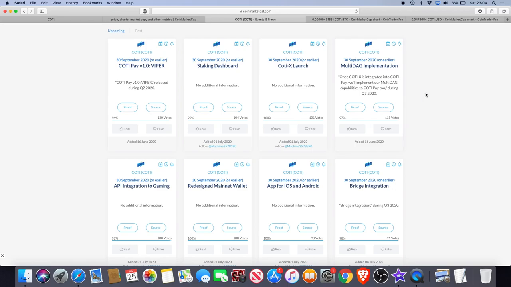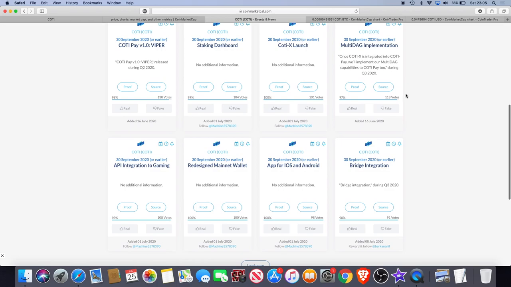Now with Coti Pay, what you'll be able to do is go into any store and pay in crypto, any crypto, and on the merchant service, it will basically translate your crypto into whatever currency they're accepting, and it will do that all automatically. Okay, so that's pretty cool. And we've got gaming coming, integration into gaming, the redesigning of the mainnet wallet. There's an app coming in September as well for iOS and Android, so look out for that.